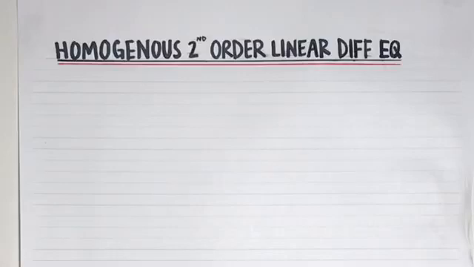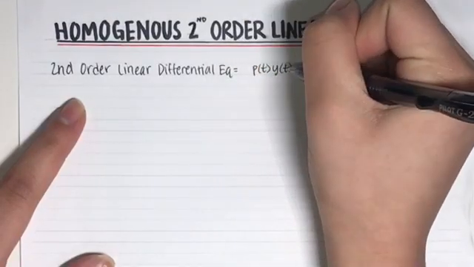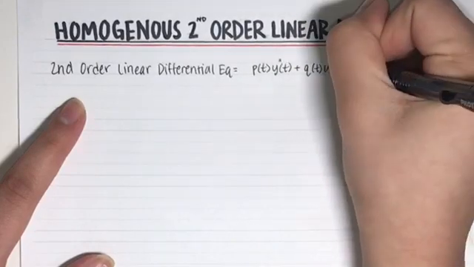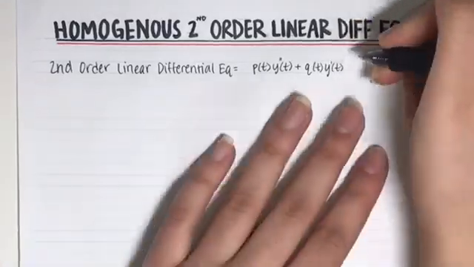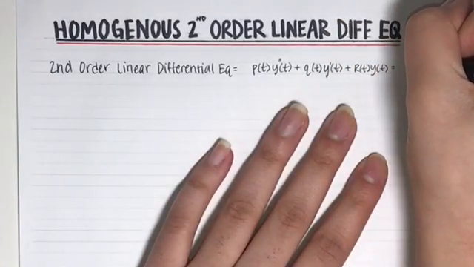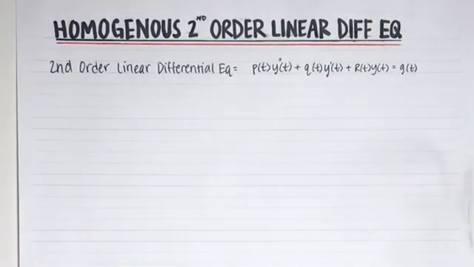Hey guys, today we're going to be solving homogeneous second-order linear differential equations. The general format of a second-order linear differential equation is P(t) y'' + Q(t) y' + R(t) y = G(t), in which P(t), Q(t), R(t), and G(t) are all functions.